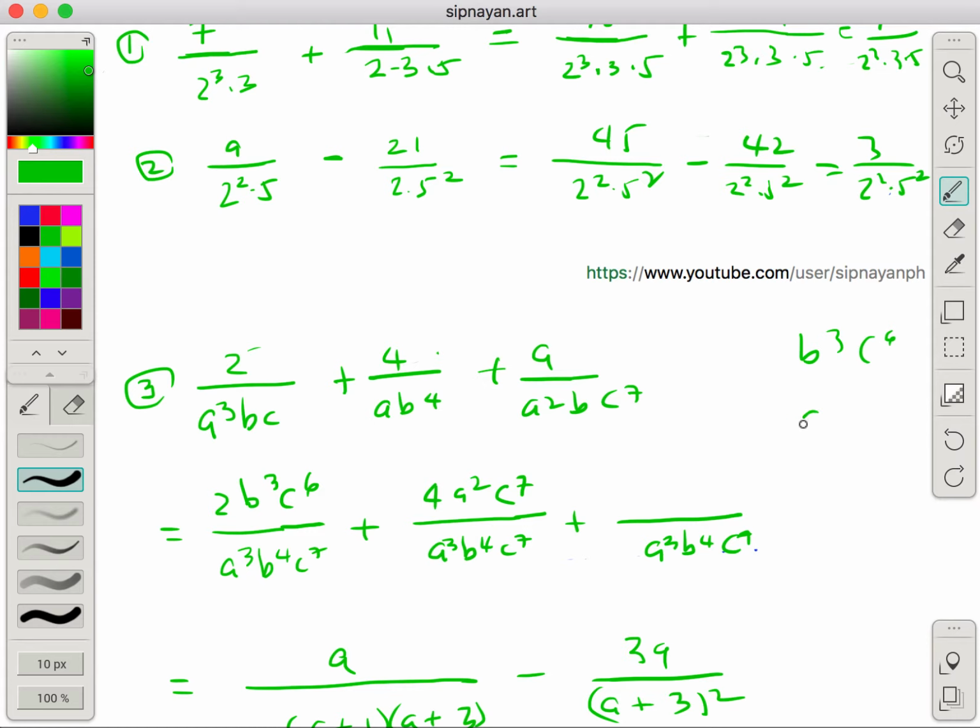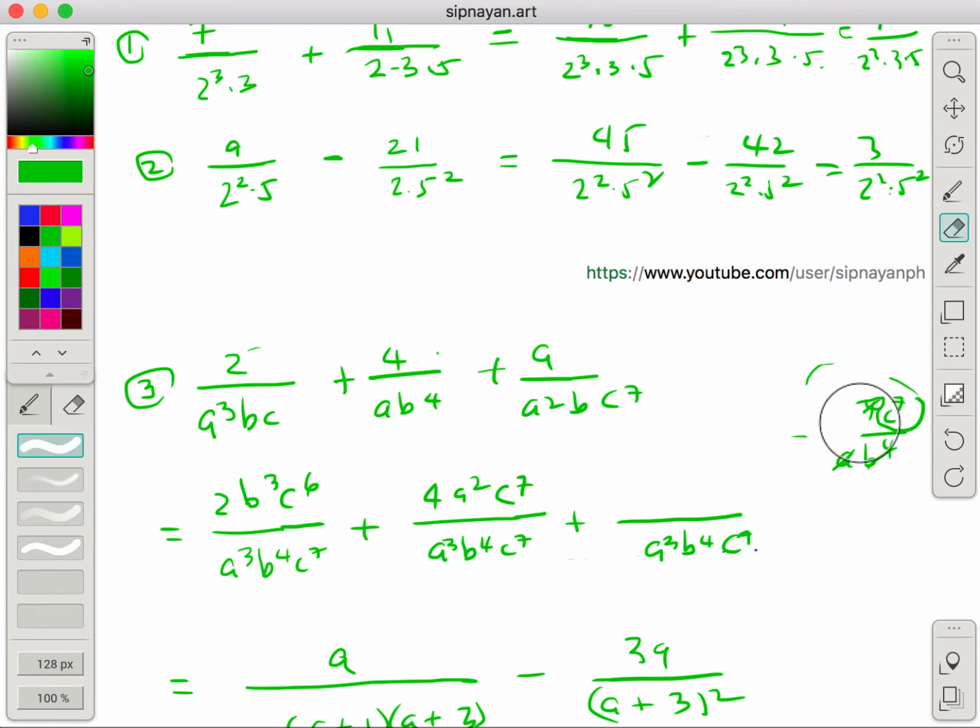So, meaning here we have a cubed b to the 4th c to the 7th divided by a b to the 4th. So, makakancel yan. Matitira natin a squared c to the 7th. So, itong expression na to a squared c to the 7th times 4. Kaya siya naging 4 times a squared c to the 7th. Okay?